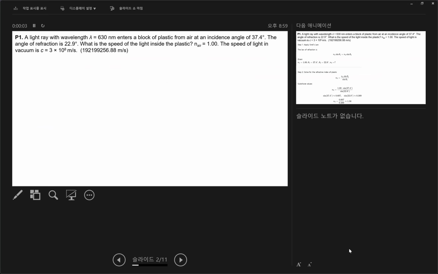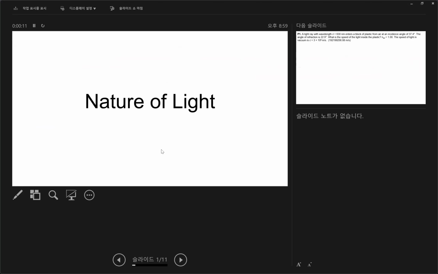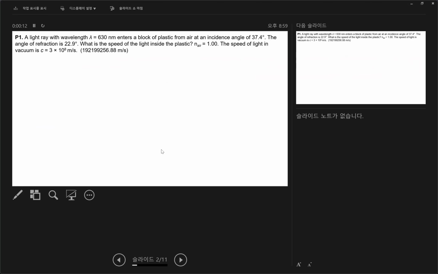So we are going to look at Exam 4, and it is related to the nature of light, chapter 1. Okay, so let's start with problem 1.